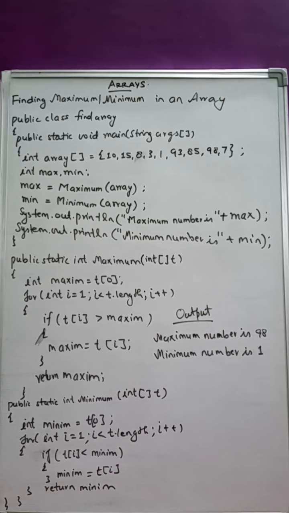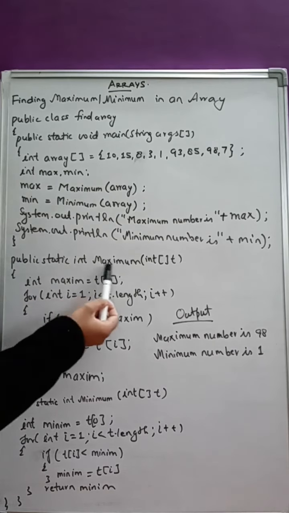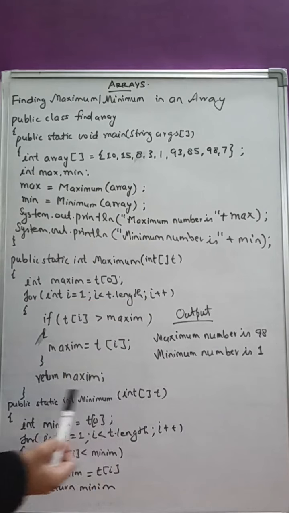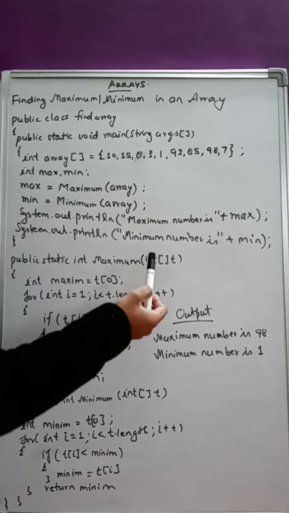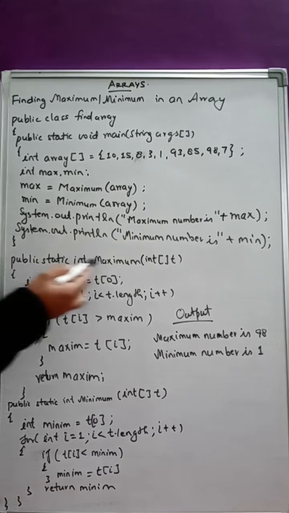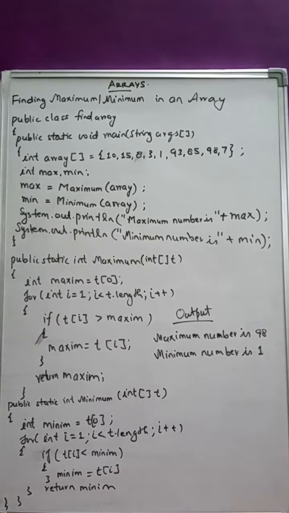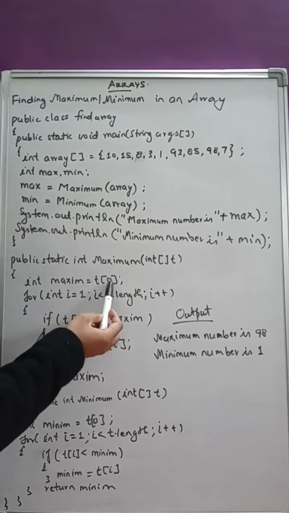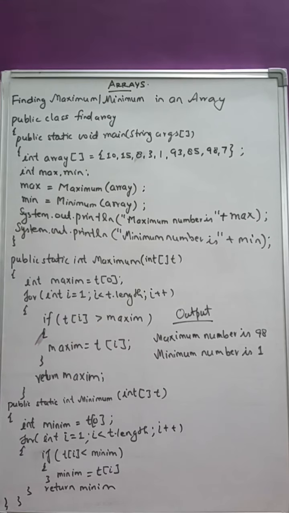Over here on the board you can see that one function is public static int maximum and the other function is public static int minimum. So one function is to find the maximum and the other is to find the minimum. Now after this, let us discuss the maximum part. In the maximum, first we declared a variable, maxim, and in that we have taken the value at the 0th index.